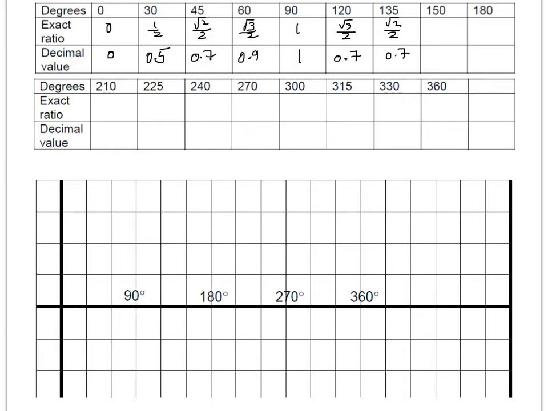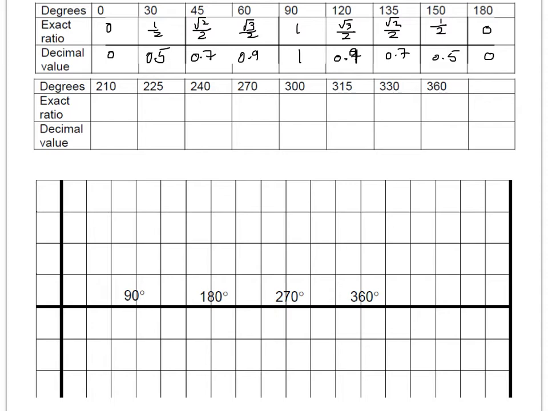Then 150 is again in the second quadrant, so it's positive. 180 minus 150 is 30, so the reference angle is 30. And we know that sine 30 is 1 over 2, which is 0.5. And 180 is again in the second quadrant, which is positive, but 180 minus 180 is 0, so sine 0 is 0, and this is 0. Now, one thing I have to fix here is that sine 120 is square root of 3 over 2, which is 0.9.